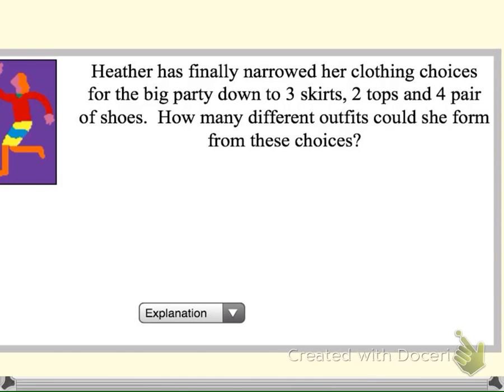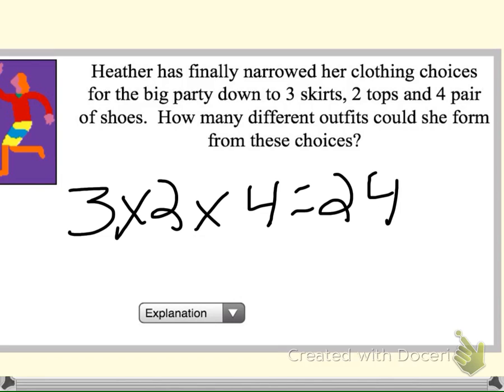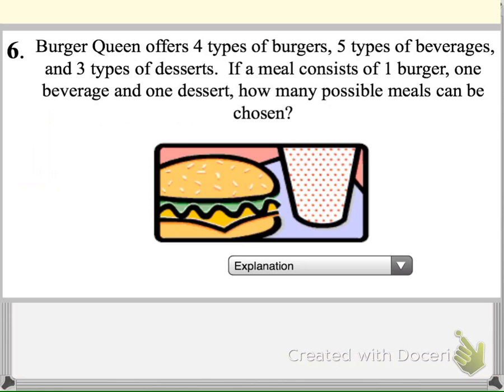Heather has finally narrowed her clothing choices for the big party down to 3 skirts, 2 tops, and 4 pairs of shoes. How many different outfits could she form from these choices? Lauren, pause. So this time I'm going to multiply 3 for the skirts, times 2 for the tops, and 4 for the pairs of shoes. And 3 times 2 is 6, times 4 is 24.